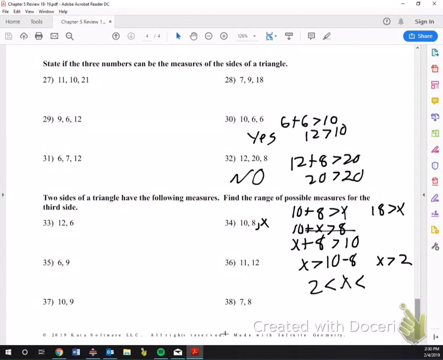So what we're going to have is x is greater than 2 and less than 18. Any number in between 2 and 18 x could be, and we can make a triangle of that. 2 or less, can't do it. 18 or more, can't do it.